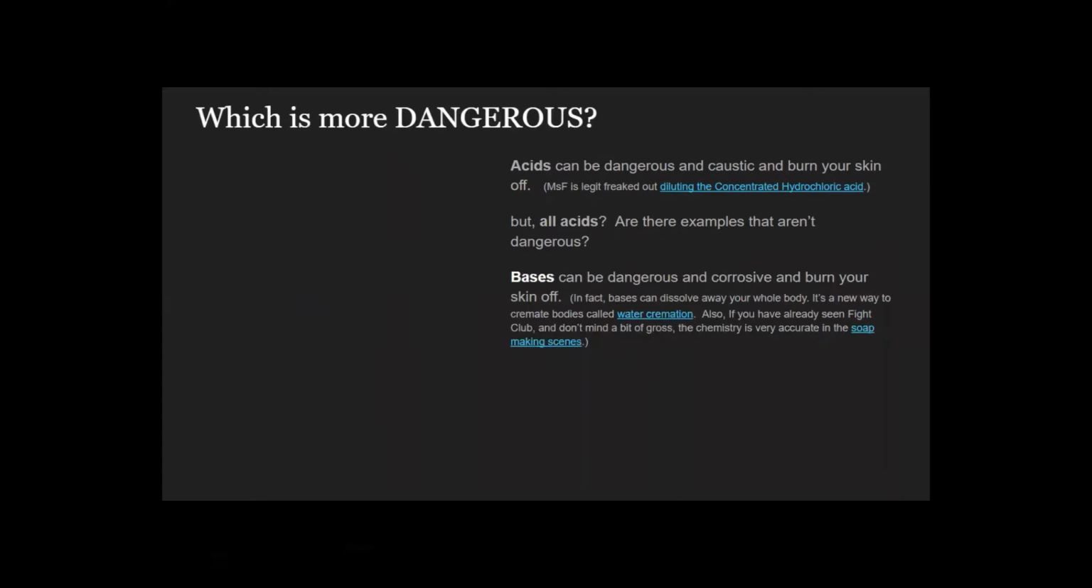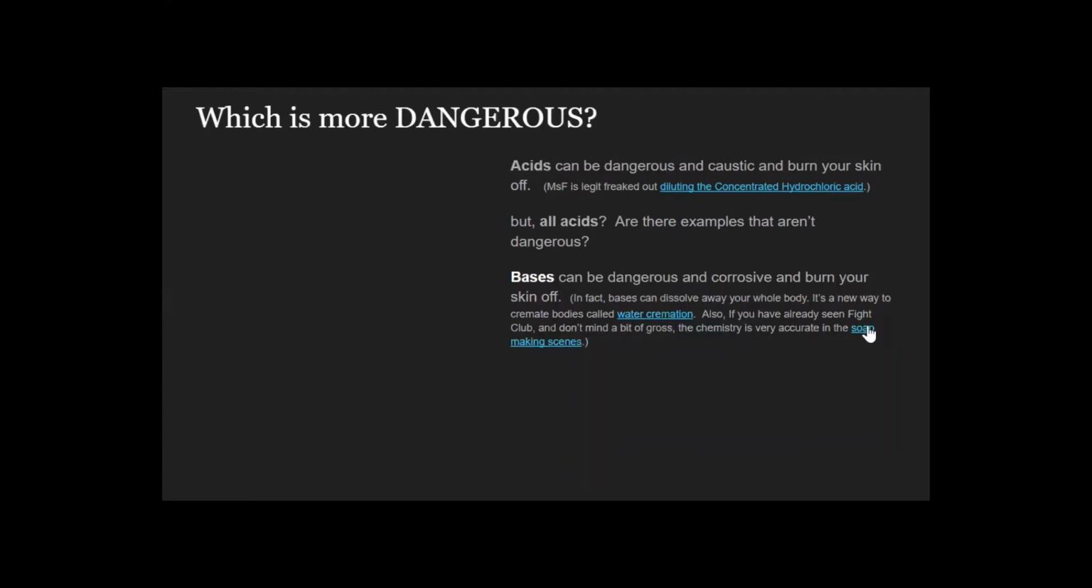Okay, so then bases. Bases aren't dangerous, except they totally are. They are very dangerous and totally corrosive, and they will burn your skin off. In fact, bases can dissolve away your entire body. It's a new way to cremate bodies called water cremation. And there's a link here if you go into the slides presentation.